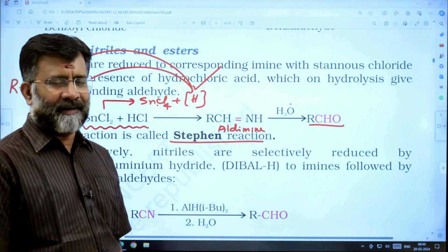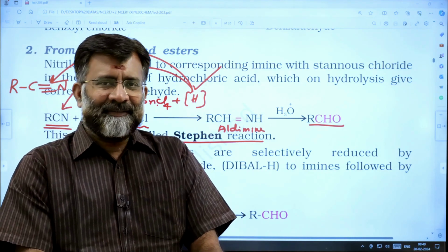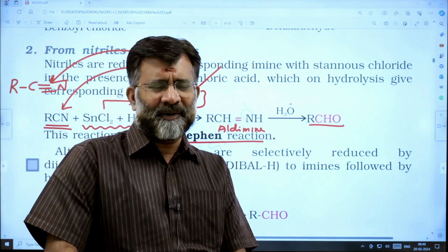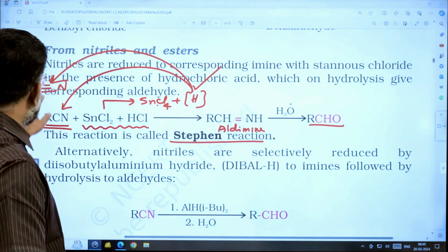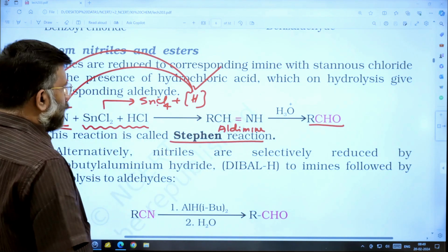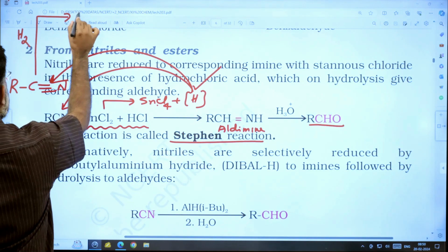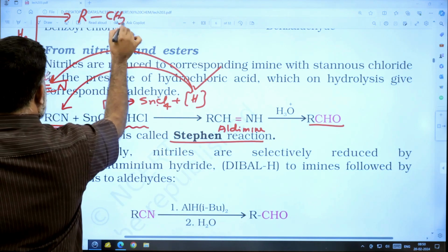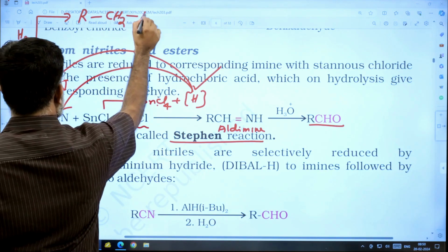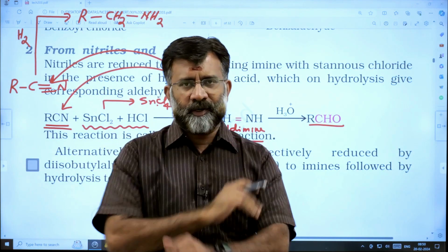Is it complete reduction or partial reduction? No doubt, partial reduction, because the triple bond is reduced to a double bond. One H2 is added. What is the complete reduction product? Suppose it is completely reduced. The product will be RCH2NH2: C becomes CH2, N becomes NH2. You get a primary amine. That is a complete reduction procedure.